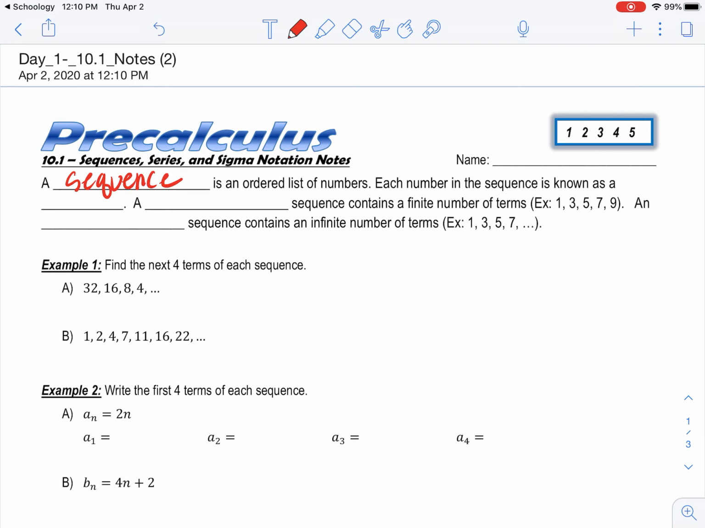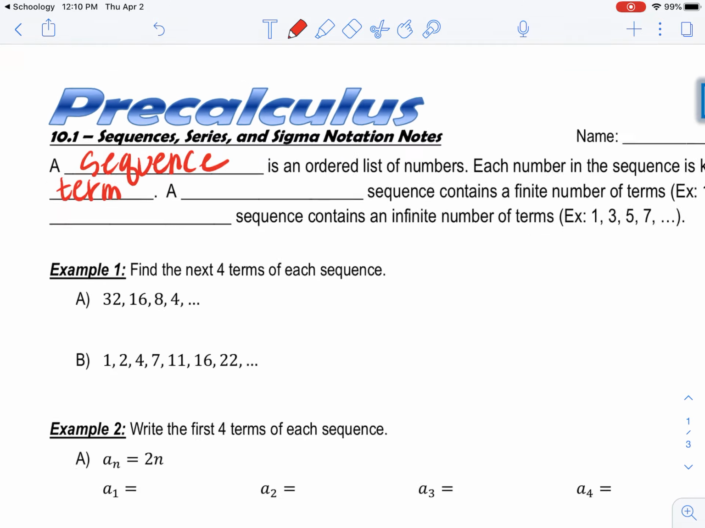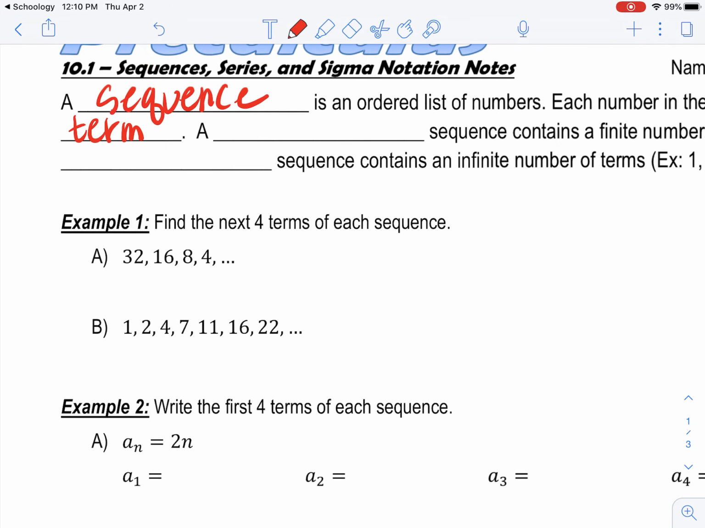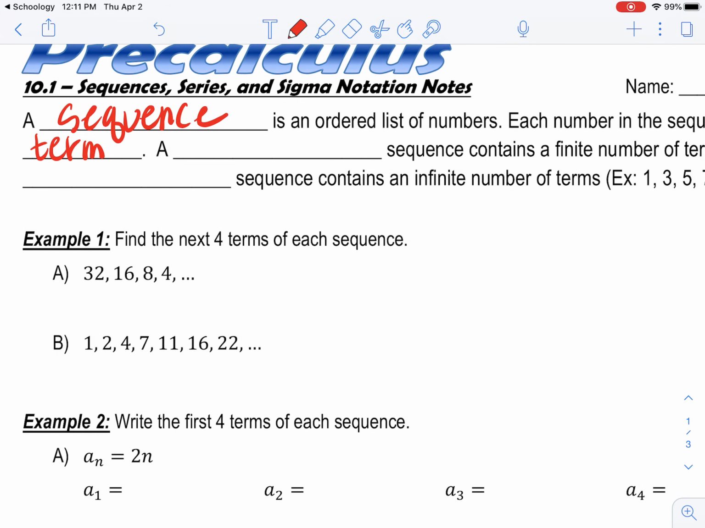Now, each number in the sequence is known as a term. So if you look at example 1A, 32 is a term, 16 is a term, 8 is a term, and then the actual 32, 16, 8, 4, that is your sequence.